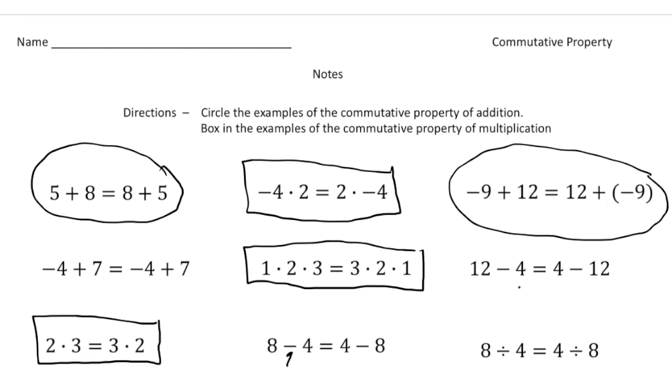Here we have 12 minus 4 equals 4 minus 12. Well, notice the numbers did switch around, right? But we're talking about subtraction. So this is neither one. And then finally, 8 divided by 4 equals 4 divided by 8. And again, the numbers did switch around, but we're talking about division, right? And there's no such thing as the commutative property of division. So we're going to leave that one blank as well.